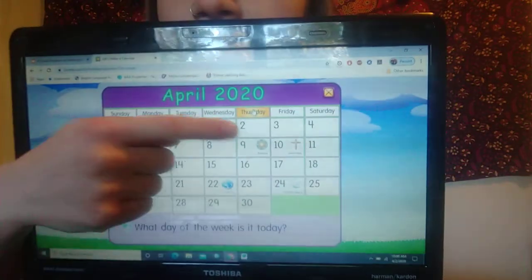So, what day of the week is it today? Go ahead and look up at the top where the days of the weeks are. And look where that shiny golden highlighted day of the week is. Right here.